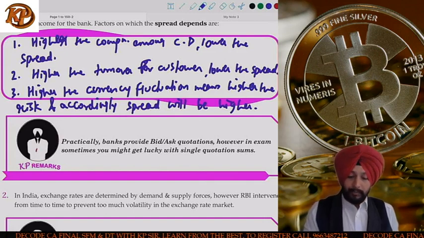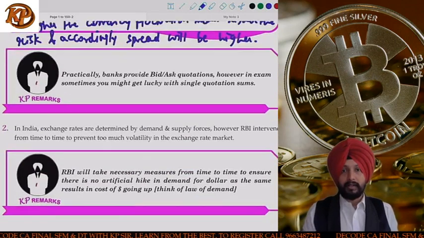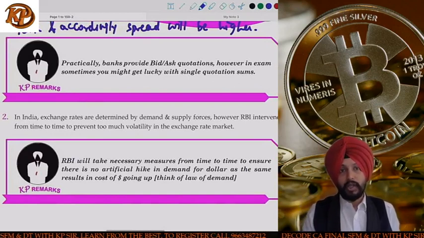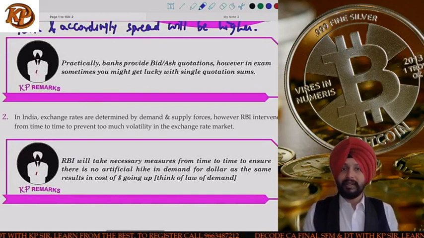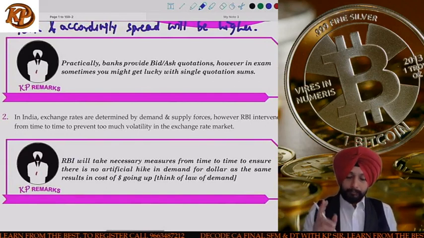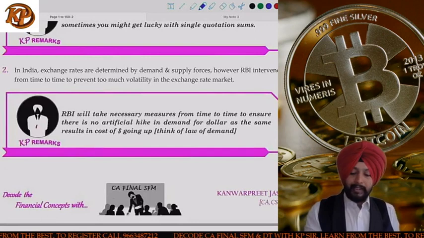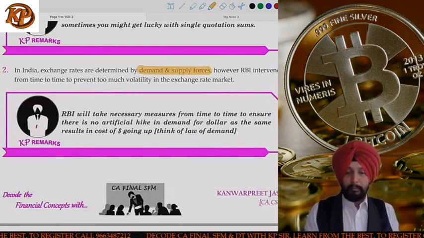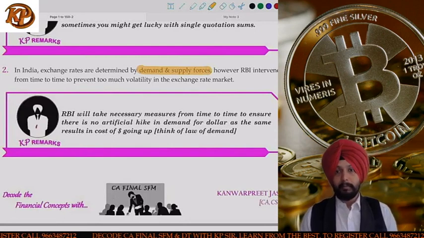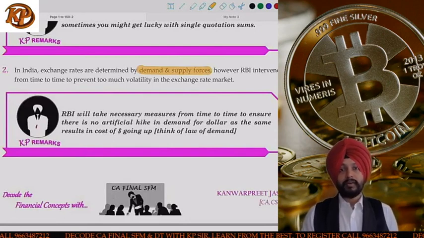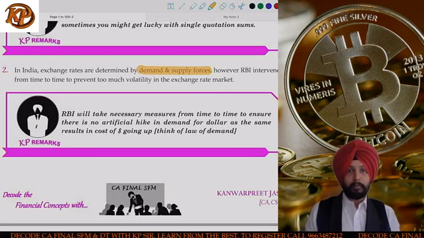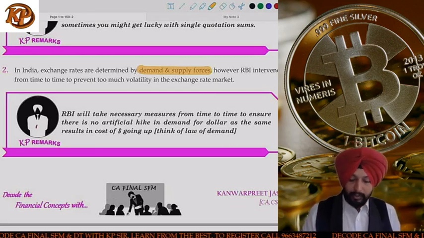So practically, if you read the remarks below that, banks will provide you bid-ask quotations. However, in the exam sometimes you might get lucky with single quotation sums. As I told you, in India the exchange rates are determined by demand and supply forces. However, RBI can intervene from time to time to prevent too much volatility in the exchange rate market.